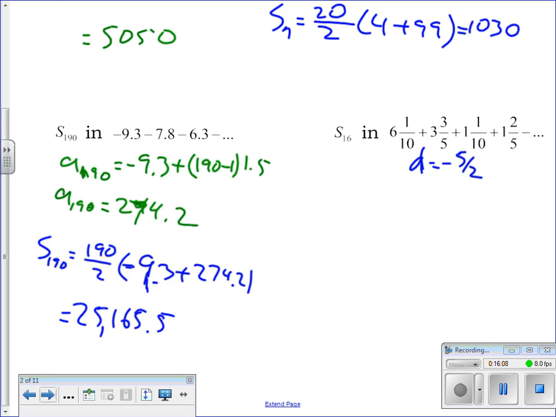Because I need to do this because I need to find my 16th term, which means I need to go back to here. Because what do I need to find the total? How many there are, first one and last one. I know how many there are, there's 16. I know what the first one is. What do I need? I need the last one. So, the 16th term is my first term plus 16 minus 1 times negative 5 halves.